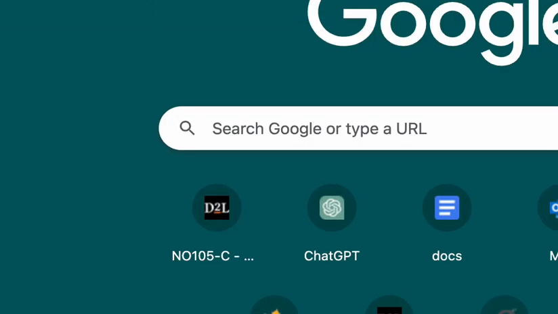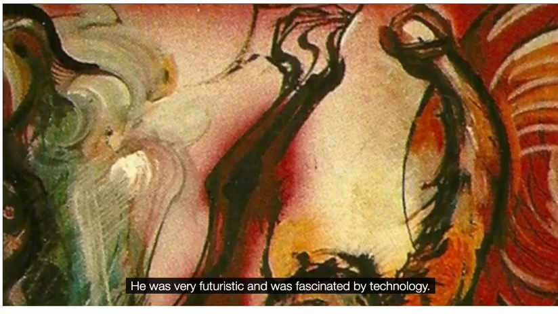What's this one? Finally, Siqueiros was the youngest and most radical of the trio. He fought in the revolution from the young age of 18 and experienced it from the front lines of fighting. He was a dedicated communist, and the proletarian working classes are commonly featured in his work. He was very futuristic and was fascinated by technology.